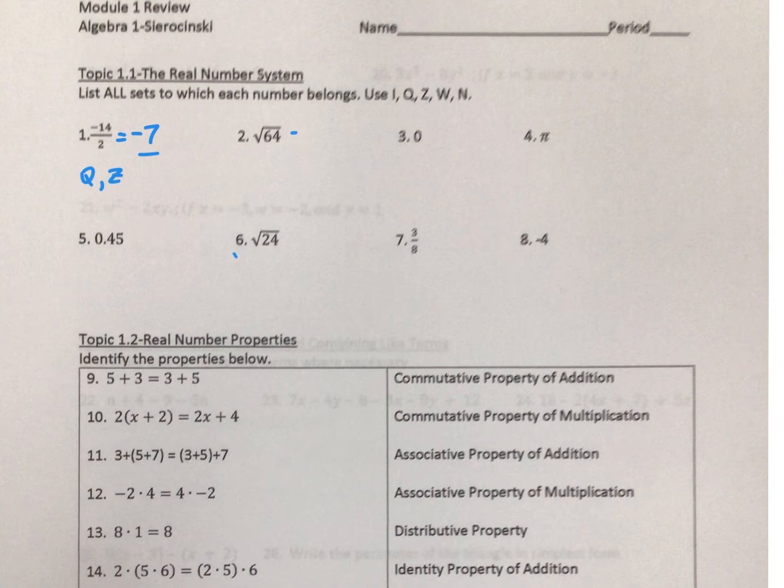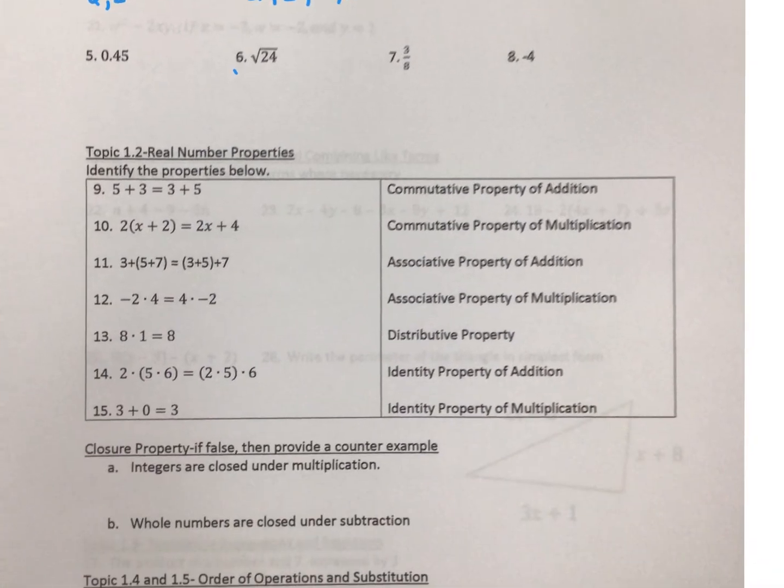It's not a whole number because it's negative. Number 2, the square root of 64 is 8. 8 is rational. It's an integer. It's a whole number, and it's a natural number. Number 3, 0. 0 is rational, an integer, and a whole number, but not a natural number. Remember, babies don't know 0. And pi is irrational. Leave the other 4 for you.